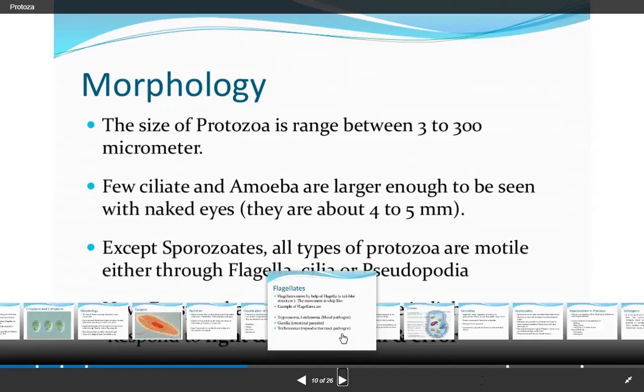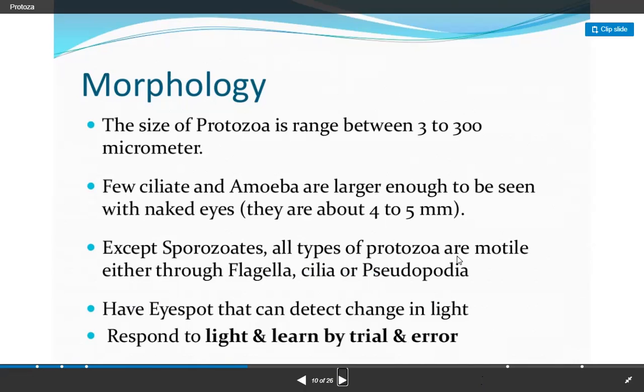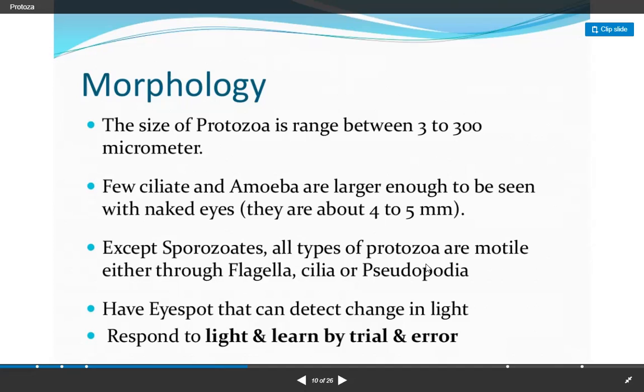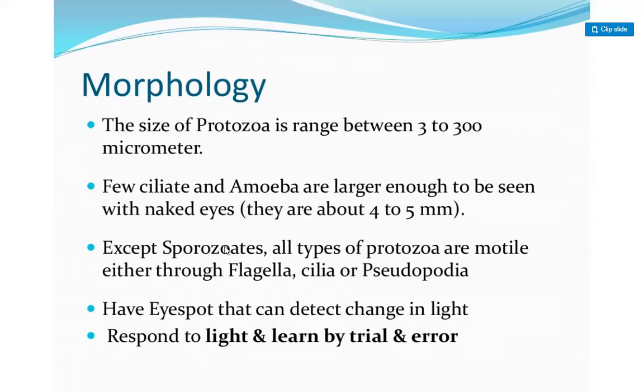Except sporozoites, all types of protozoans are motile, either through flagella, cilia, or pseudopodia. Means all types of protozoans can move. A few move through cilia, whereas a few move through flagella, and some other protozoans move with the help of pseudopodia. But among them, only one group of protozoans, called sporozoites, is not motile, and they cannot move by flagella, cilia, or pseudopodia. They have no locomotory organelles.